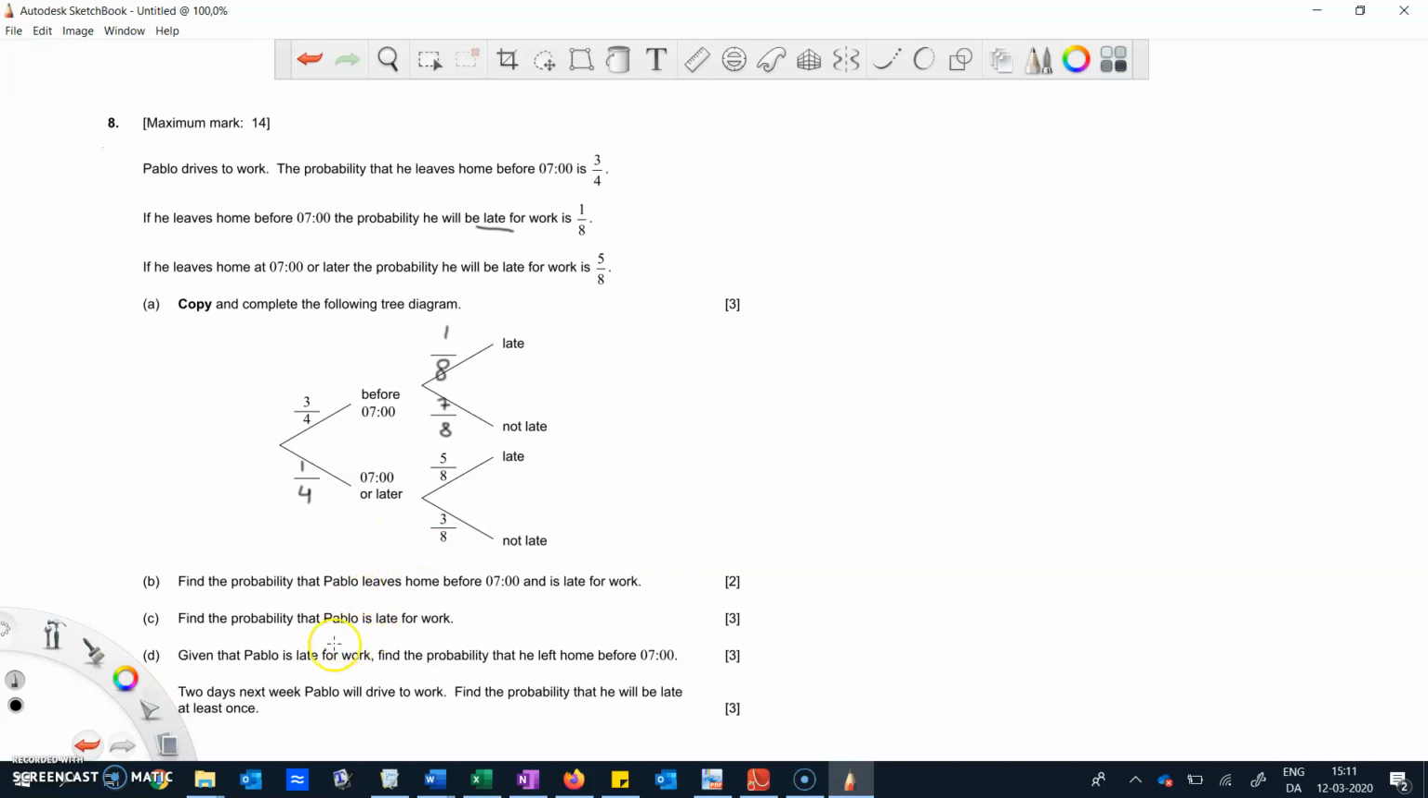In B, they ask, find the probability that Pablo leaves home before 7 and is late for work. So these are two independent events, right? So for point B, I simply have to multiply waking up before 7, 3 over 4, times arriving late, 1 over 8. So this will give me 3 divided by 32. And I can maybe write it as the probability of before 7 and late.